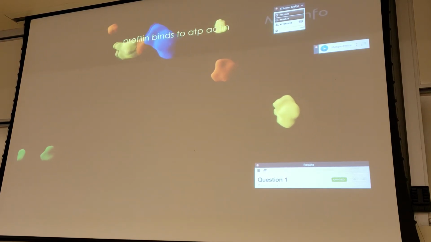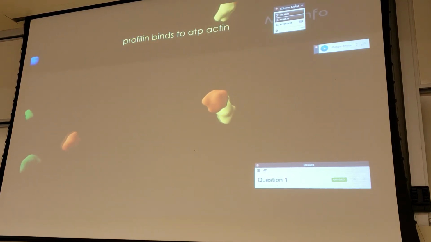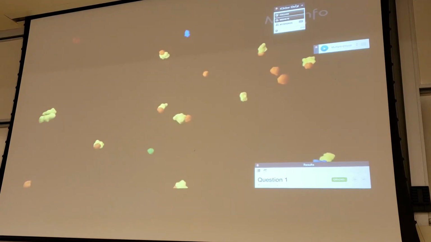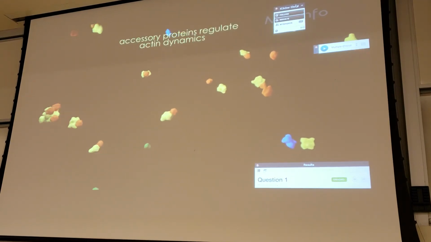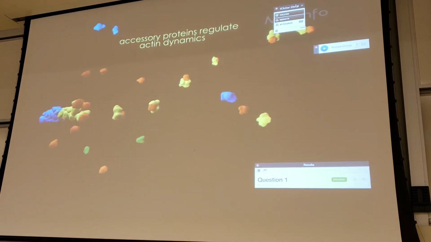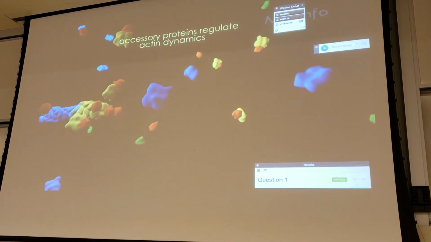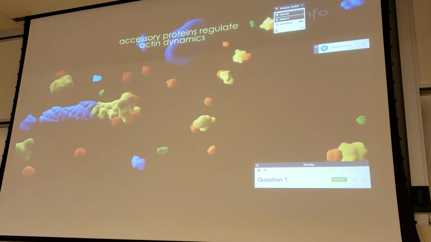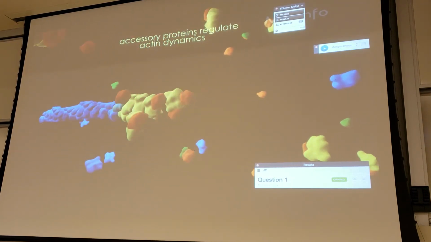Doesn't like actin ADP. Here we are. Now we have a little filament bound, and look how fast that's growing. So the profilin promotes the elongation of the actin microfilaments.